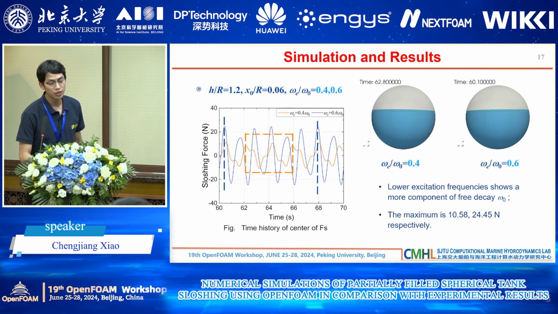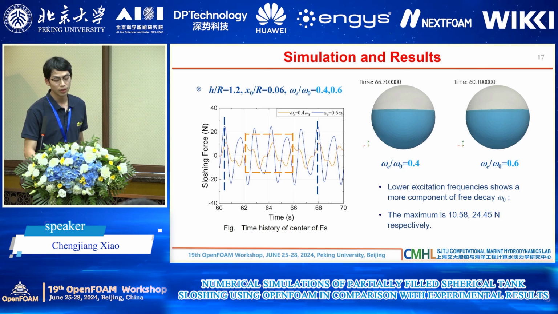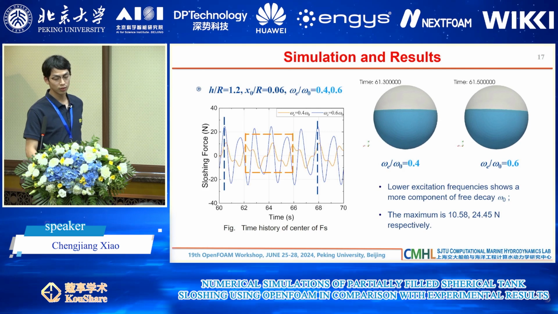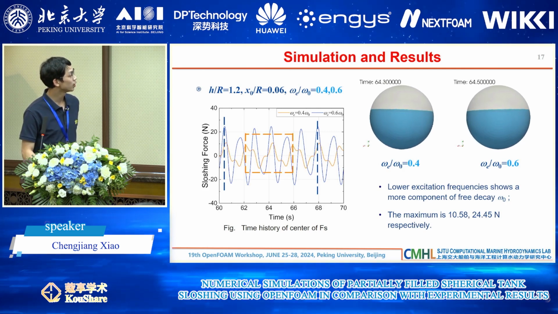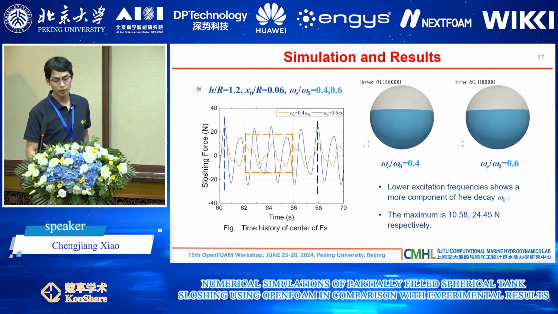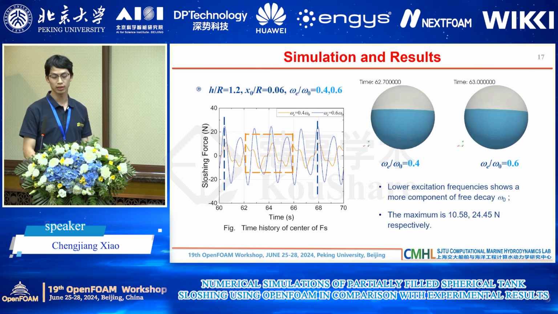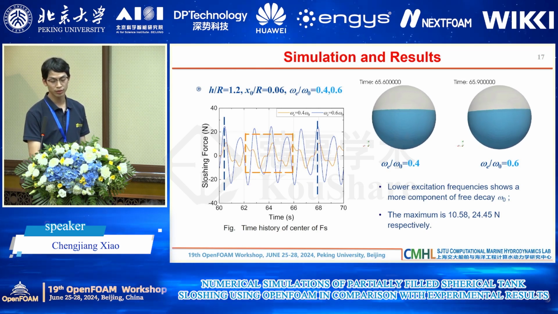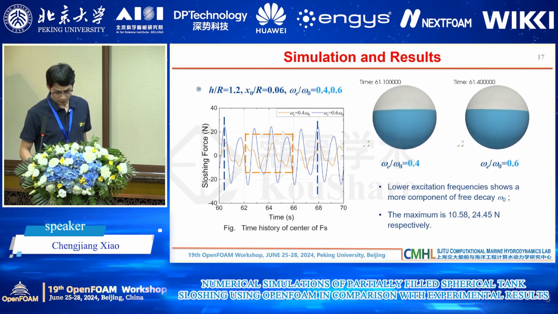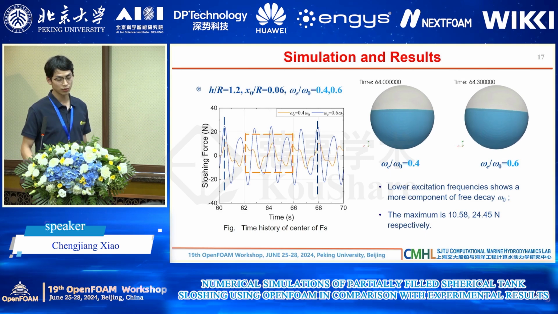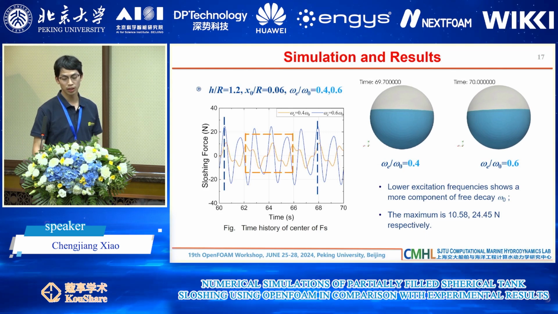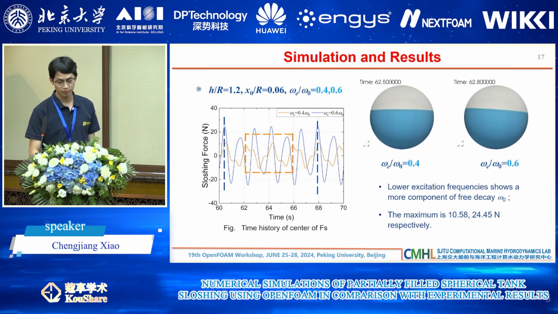We first show the simulation results under the frequency ratios of 0.6 and 0.4. The left side shows the time history of force, and the right side shows the flow field. It is shown that both simulations of liquid motion are basically in the x-axis. We can see that when the frequency ratio is 0.4, as shown by the left one, the lower frequency shows more components of free decay natural frequencies. The maximum is 10.58 and 24.45 newtons respectively.